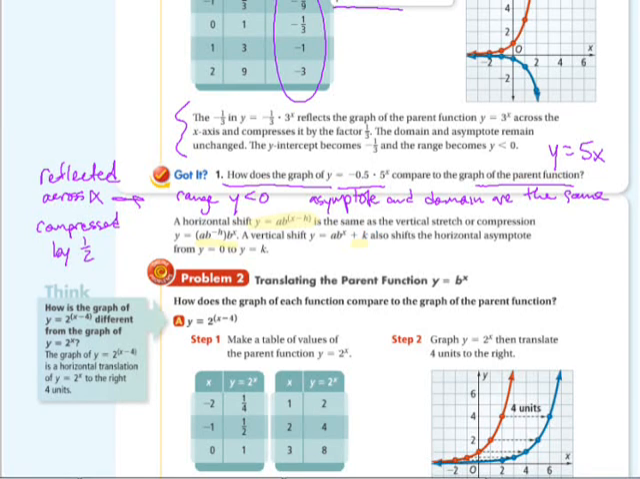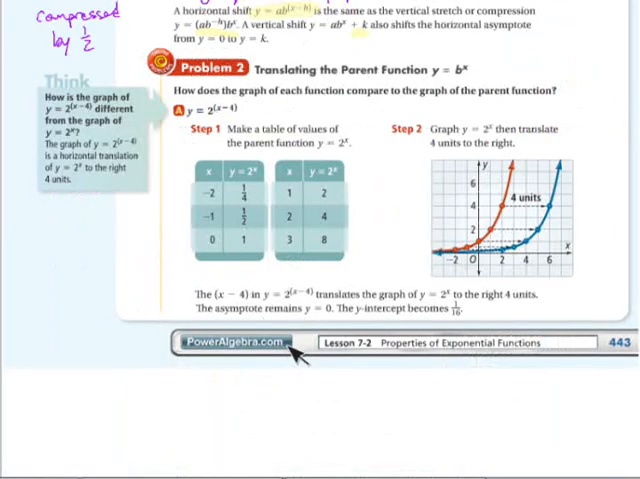We've been talking about h and k and stuff like that all year. So if we look at a couple of examples, this might make a little bit more sense. All right. So translating the parent function y equals b to the x. So say we have y equals 2 to the x minus 4.